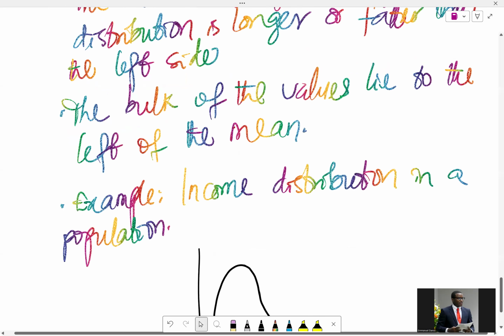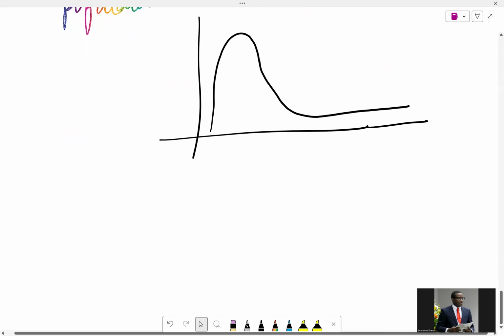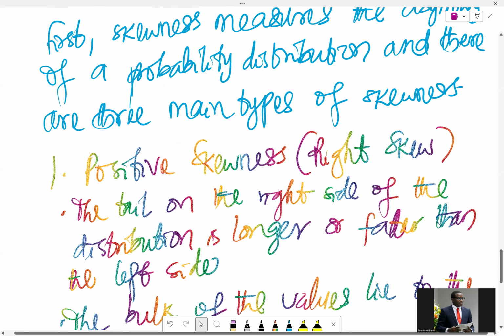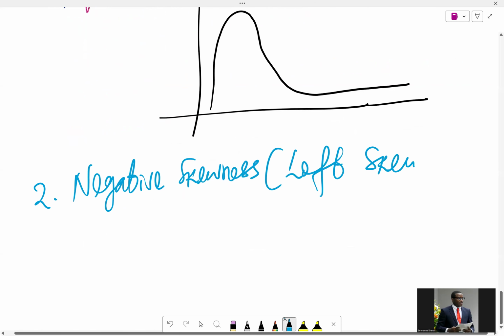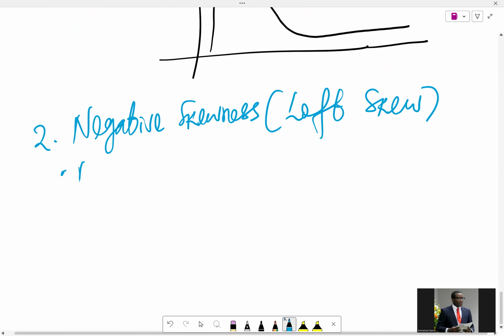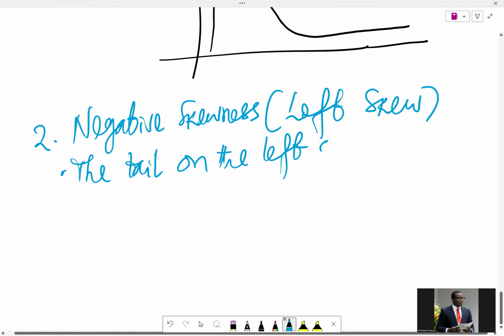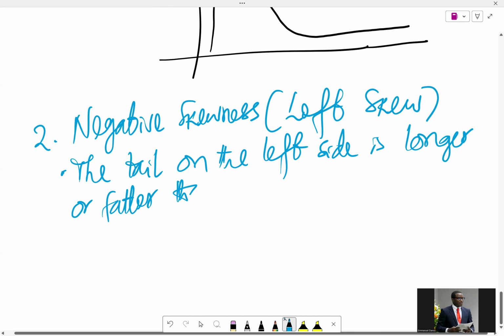That's for positive skew, or what you can call right skew. Then next, we have the second type, which is negative skewness or left skew. Here, the tail on the left side is longer or fatter than the right side.